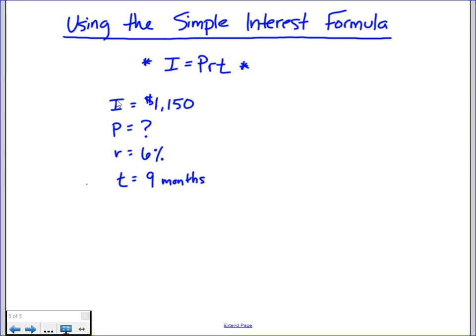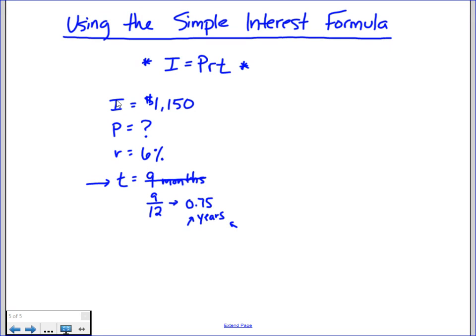So right off the bat, before we start doing any calculations, this should set off a little bit of an alarm for you. Remember, time is always in terms of years. So 9 months is 9/12 of a year. I need to divide my months by 12 to convert it into years. So 9 months is going to be 0.75 years, and that's what we're going to use for time. We are not going to use the 9 months here. We are going to be using this 0.75 years for T.